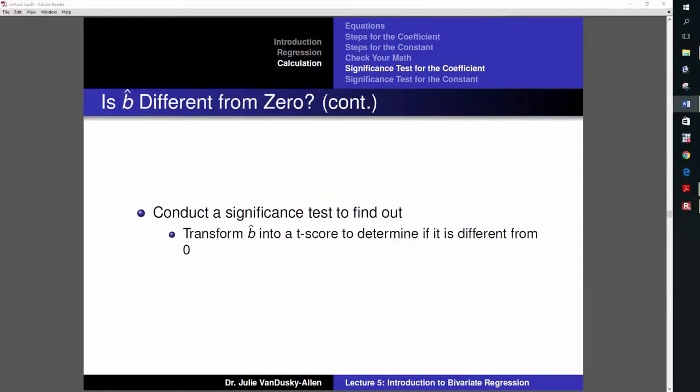After you write your null and alternative hypotheses, you conduct a significance test or t-test to determine if your B hat is different from 0. You turn your B hat into a t-score to determine if it is statistically different from 0. Here I will briefly explain why we are using a t-test to determine if our B hat is different from 0.